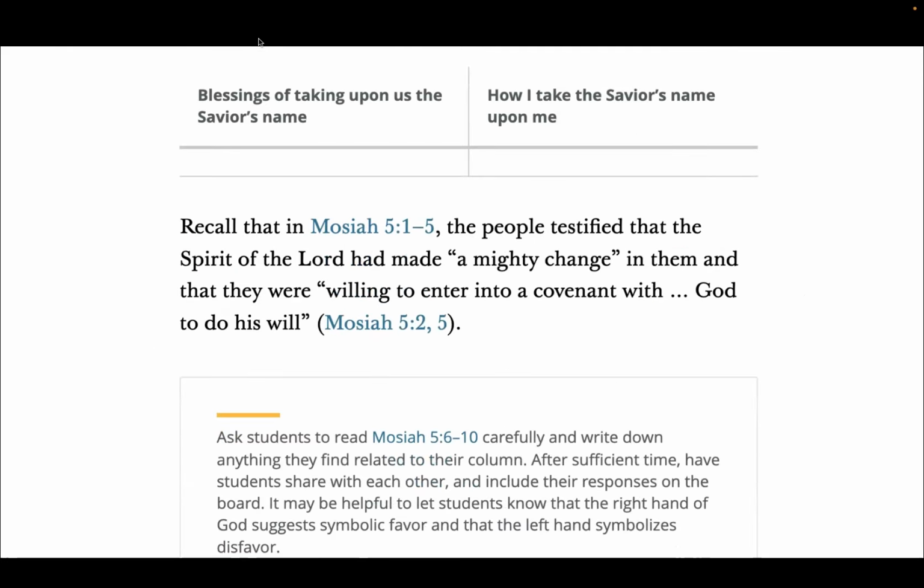As a quick note, right after this, there's a chart, and they want students to read a section of verses in order to identify blessings of taking upon them the name of the Savior and how. This may be obvious to you. It wasn't initially to me. Right here are the verses that they want the students to read, verses 6 through 10. The obvious ones are Mosiah 5, 1 to 5, but they're just reviewing the previous day's lesson. So these are the verses that they want to involve. Maybe that was obvious to you. I just thought I'd mention it.